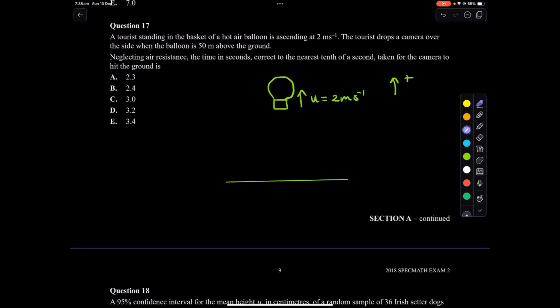So think about the path. So it falls down and it's going down. So now, because it's going down, displacement is actually going to be -50. Remember, the direction of down is what? We're only taking up as positive, so it'll be -50. Neglecting air resistance, the time in seconds correct to the nearest tenth of a second taken for the camera to hit the ground. Okay, and remember, acceleration is going to be -9.8 because acceleration is always downwards. But remember, we're taking positive as up, so it must be -9.8.